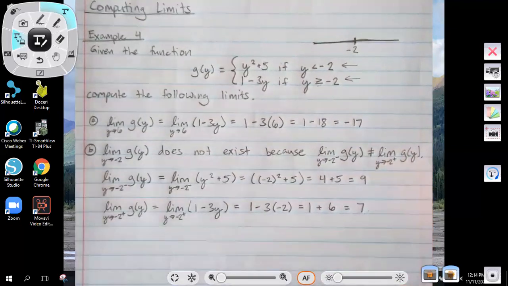That's our answer. Anybody have questions on this example?